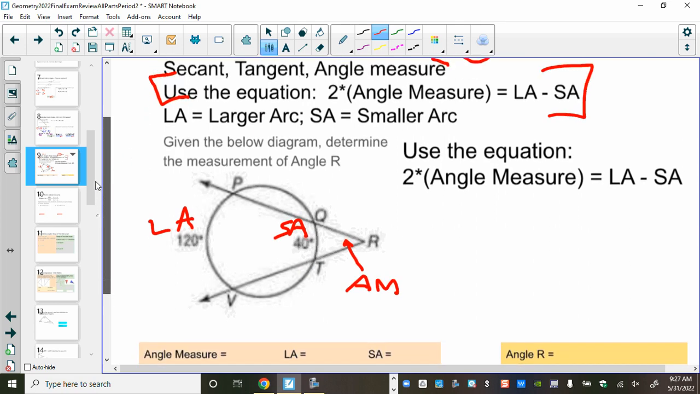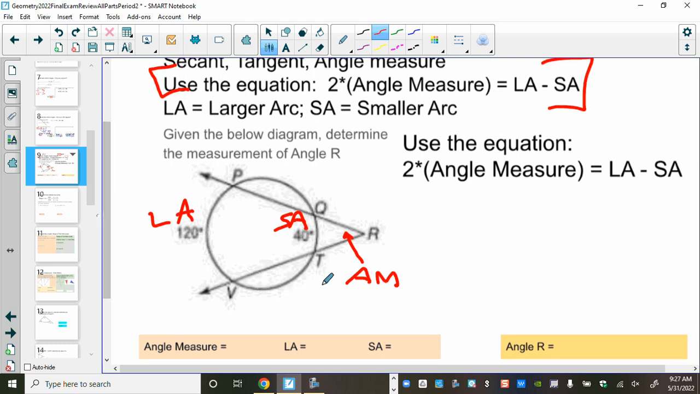Now, here's the most important part. What I also tell everybody is label. Okay, I need an angle measure. I need a larger arc. I need a smaller arc. I need to figure out what two out of the three do I have.